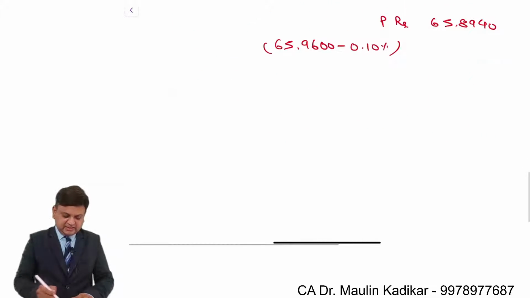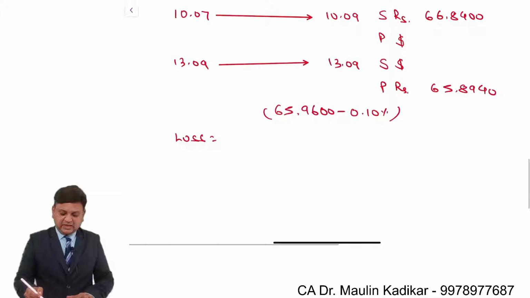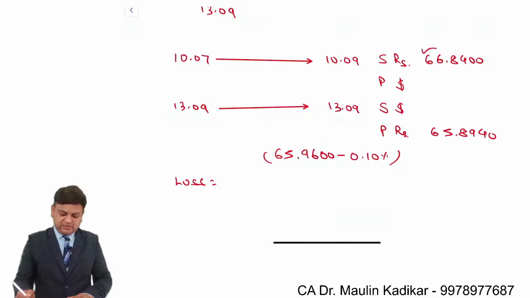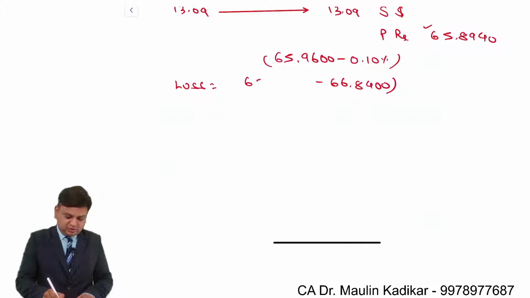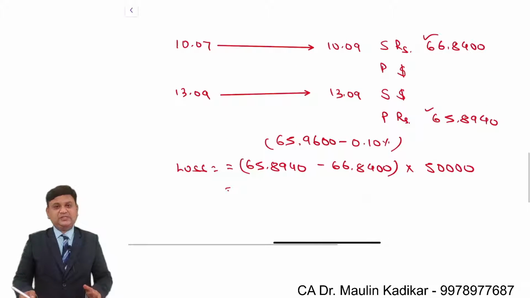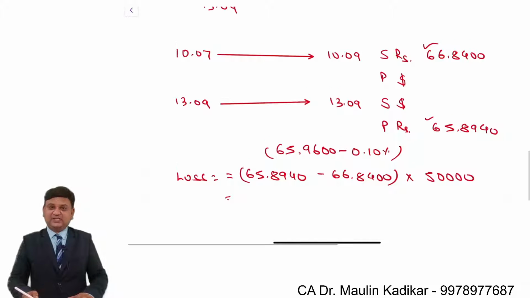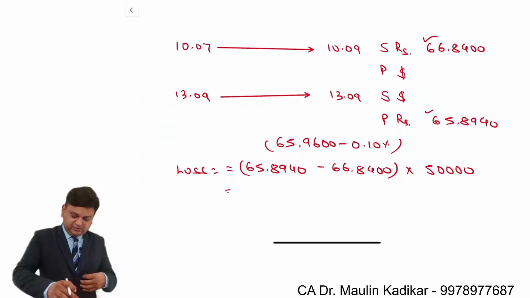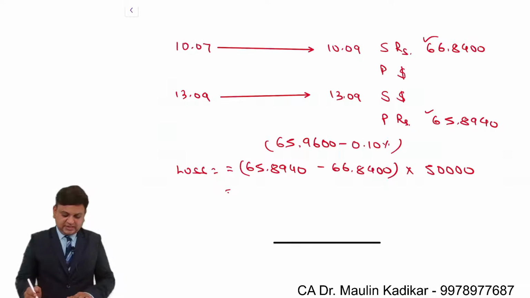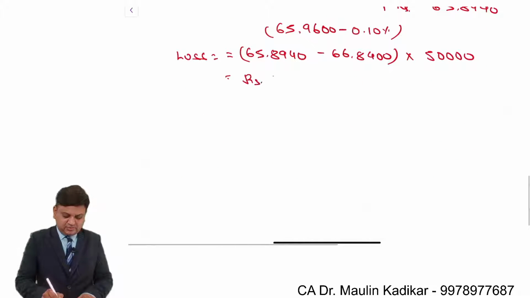Okay, so we understand that there is a loss once again. Why? Because you are going to buy dollar at 66.84 and you are going to sell it at 65.8940. Multiply with 50,000. Dear students, you must have understood that this transaction is from the customer point of view. So we are required to adjust the margin. 65.894 minus 66.84 into 50,000. That comes to loss of rupees 47,300.